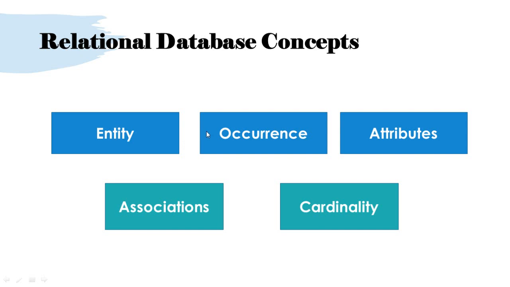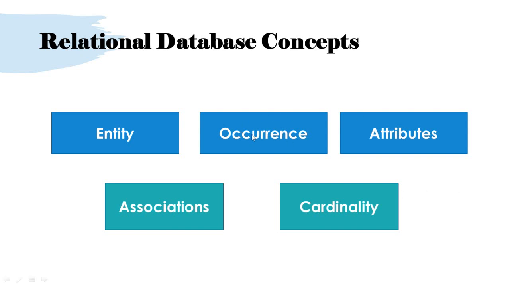And then the next is occurrence. Okay, where is the occurrence? The term occurrence is used to describe the number of instances or records that pertain to a specific entity.